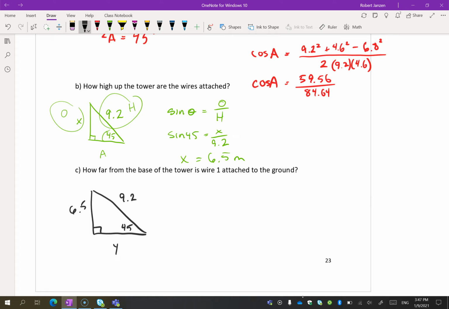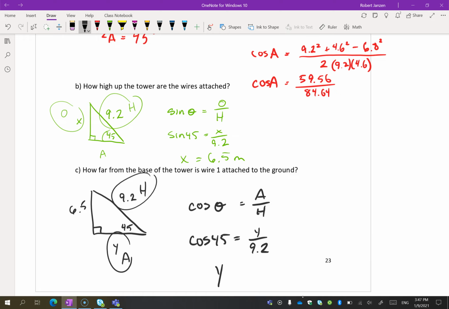Now you could say, hey, well, maybe I made a mistake here. Let's not use that side. So instead, let's use cosine, right? Because this is the adjacent and this is the hypotenuse. So cosine of 45 is y over 9.2, and y is 6.5 meters.